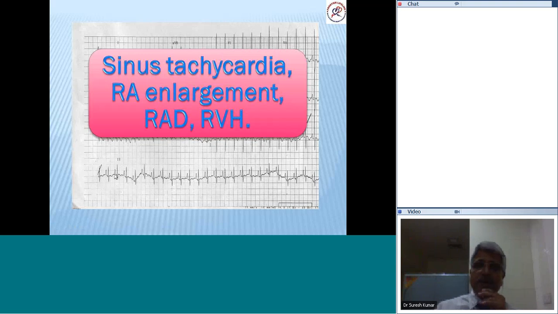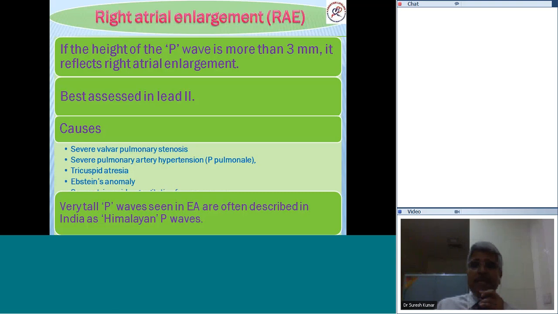Remember, right atrial enlargement you would diagnose if the height of the P wave is more than 3 millimeters. It is best seen in lead 2, and the usual causes are related to the pulmonary system, either pulmonary stenosis or pulmonary arterial hypertension. Hence the term P pulmonale to denote RA enlargement. You could also see it in tricuspid atresia, in Epstein's anomaly, and some people refer to the huge P waves that you see in Epstein's anomaly as Himalayan P waves.